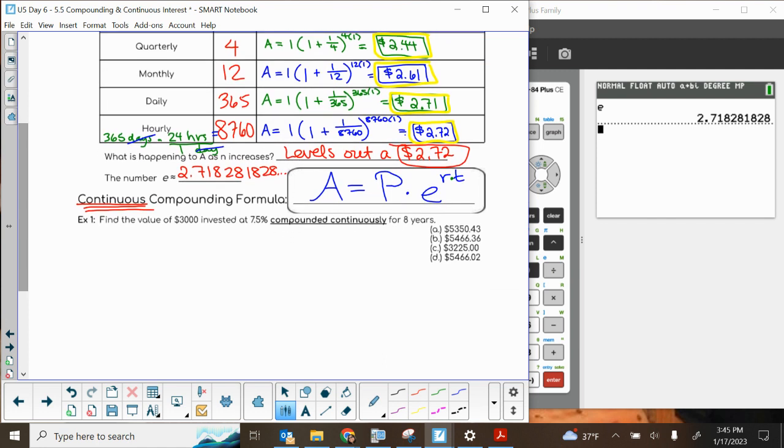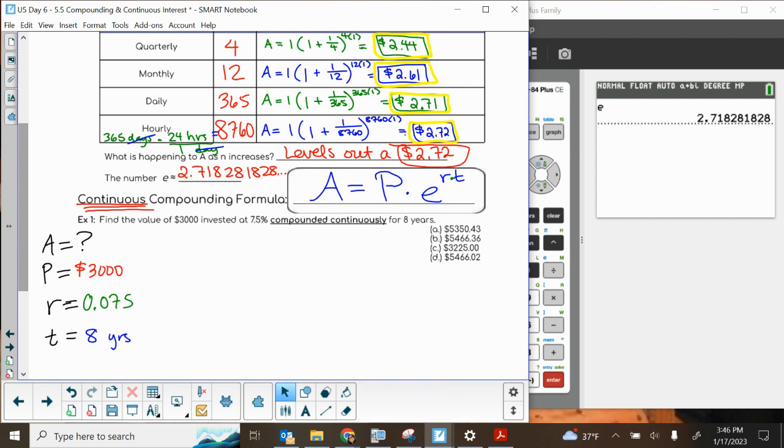Okay, so we're still going to do on the left the A equals, P equals, R equals, T equals. We don't need to do n anymore because we're continuously compounding, so we're going to use e, which is a number, so it's not something I need to write down here. So here my A is what I'm trying to find, so I don't know. My P is $3,000. My R is 7.5%. And my T is 8 years.